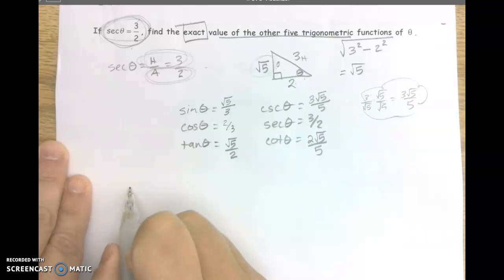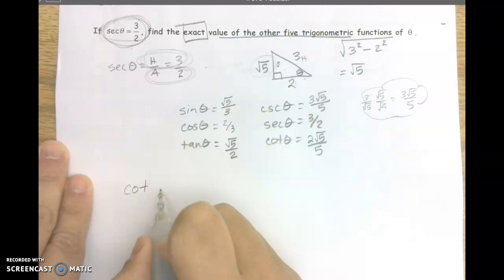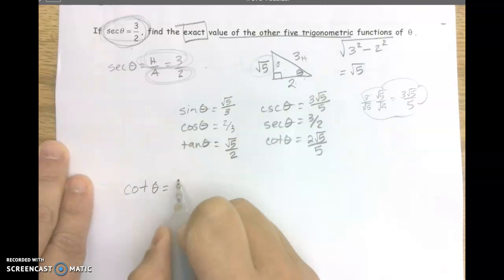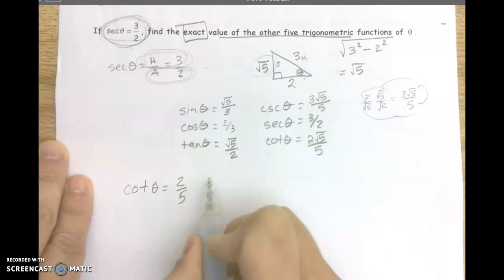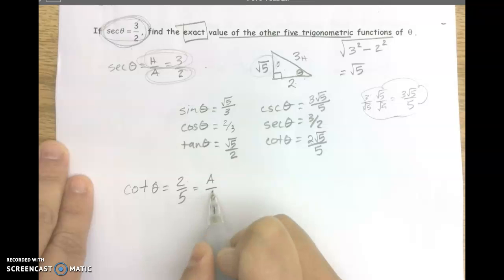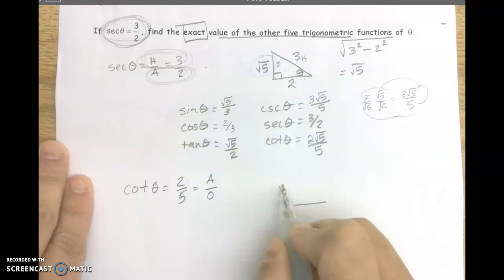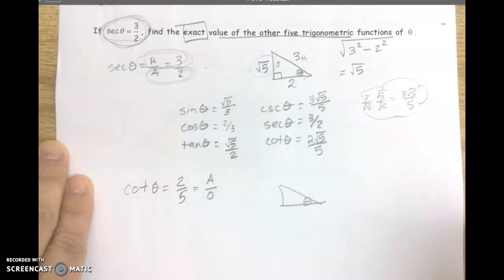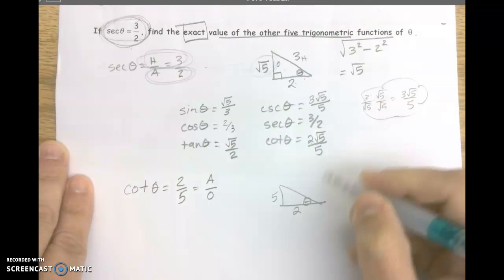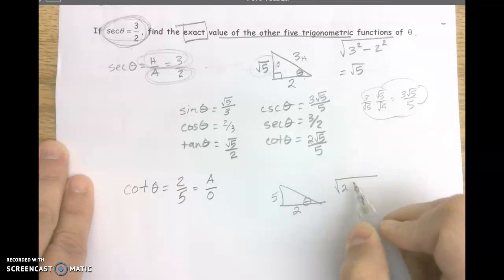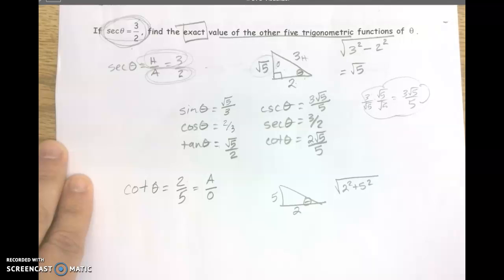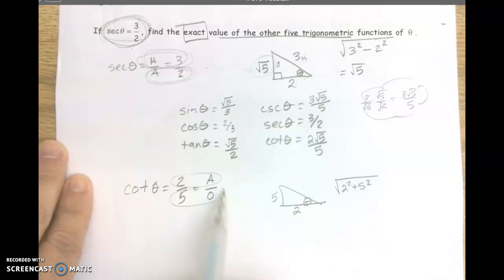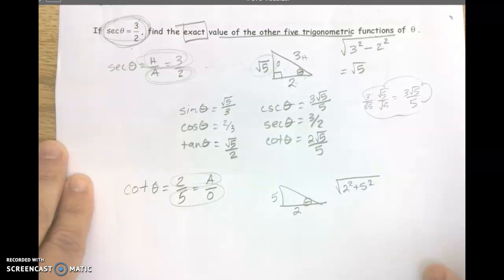So for instance, maybe it gave me cotangent of theta is equal to 2/5. Okay, well, cotangent is going to be the adjacent over the opposite. So here I have this triangle. Here's my theta. The adjacent would be 2, and the opposite would be 5. And then, of course, I would have to find the hypotenuse. Okay, and then I would find all of those. So I'm just using it for its clues.